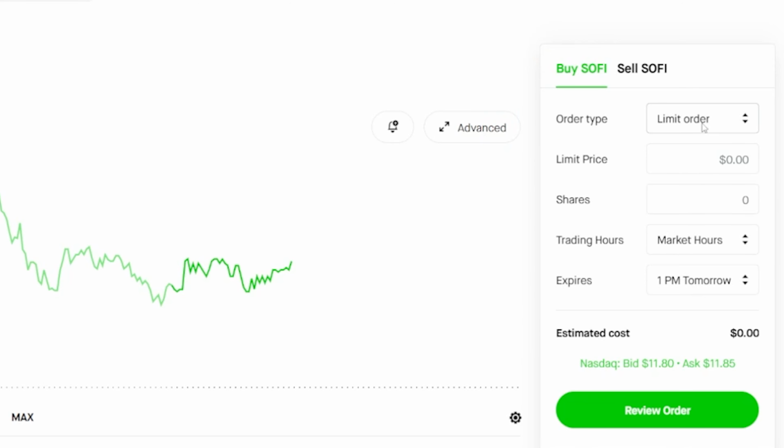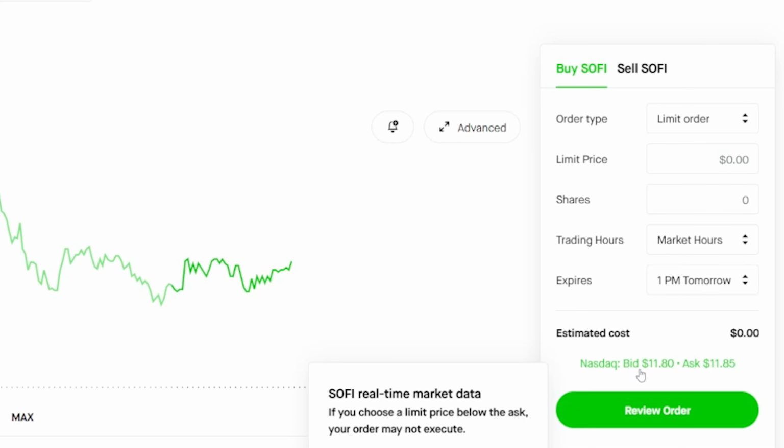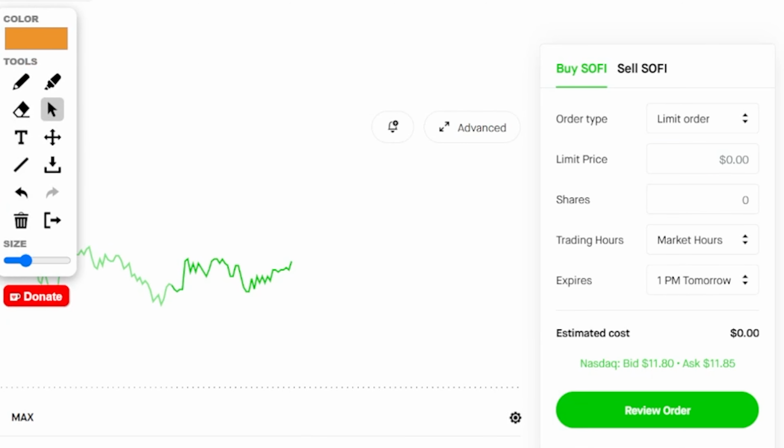Clear that all up. So we're currently on that order type. Now, right here, because we are buying, we want to say, hey, how much are we willing to buy this stock for? So let's just say right now, you can see down here, the stock is around this price range over here, which is $11.85. So that's kind of the last price.